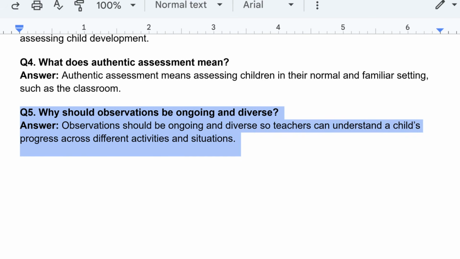Why should observations be ongoing and diverse? Observations should be ongoing and diverse so teachers can understand a child's progress across different activities and situations.